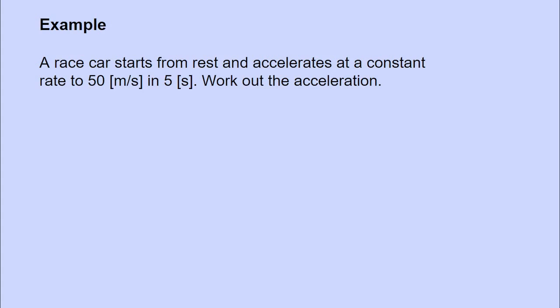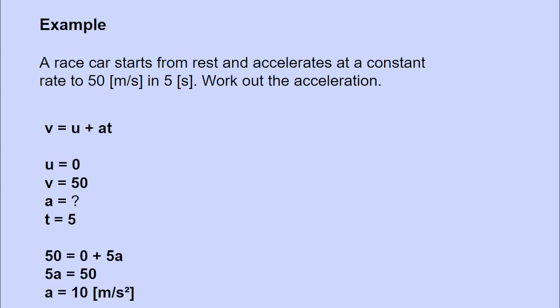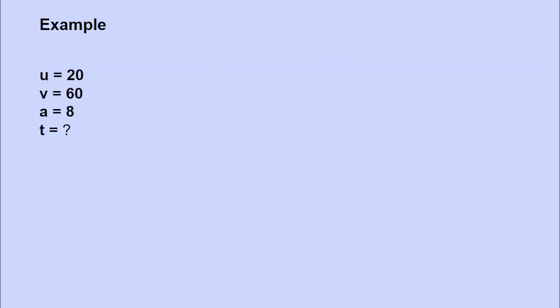Let's take a look at an example. A race car starts from rest and accelerates at a constant rate to 50 meters per second in 5 seconds. Work out the acceleration. Well, using this formula, v equals u plus at, we know that u equals 0 because it starts from rest. v equals 50. a we don't know, and t equals 10. So we substitute the values into this equation. 50 equals 0 plus 5a, thus 5a equals 50, thus a equals 10 meters per second squared.